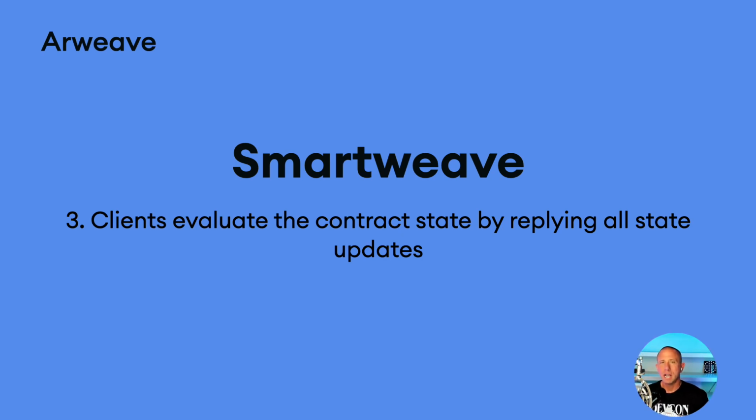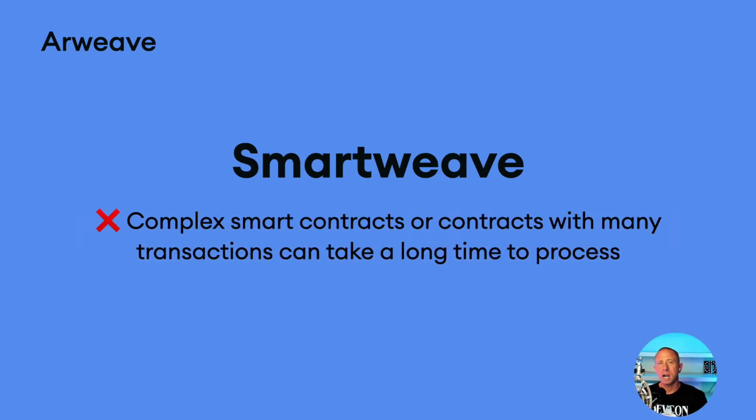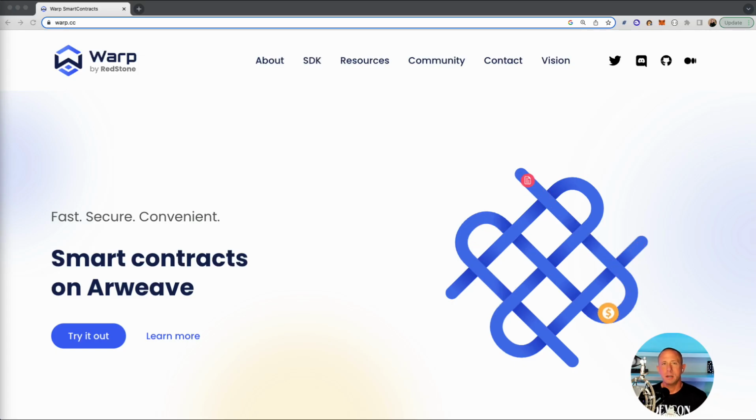There are a couple of challenges, though, with using this approach and building on the protocol directly. Complex smart contracts or contracts with a lot of transactions can take a very long time to process. This is where Warp comes in. Warp is a protocol built on top of Arweave meant to facilitate a better developer experience and user experience for Smartweave application development. Warp consists of three main layers.